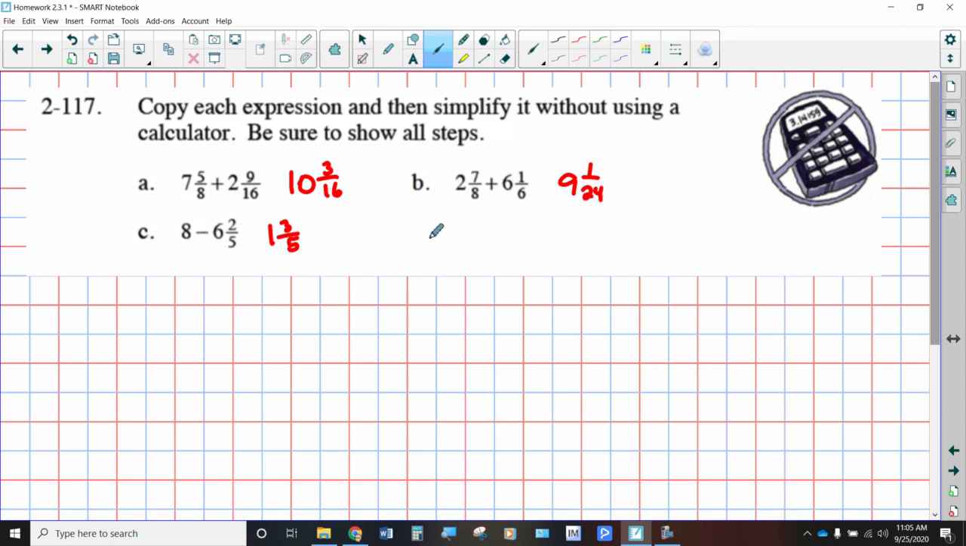You can actually break this up into 2 plus 6, right? And then the 7/8 plus 1/6. So this part we know is going to be 8. What is this going to be?